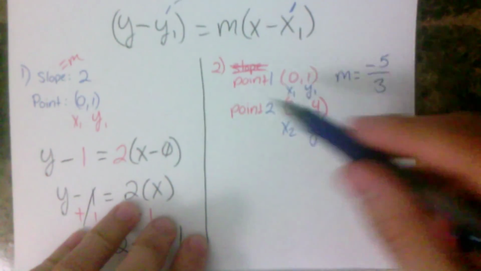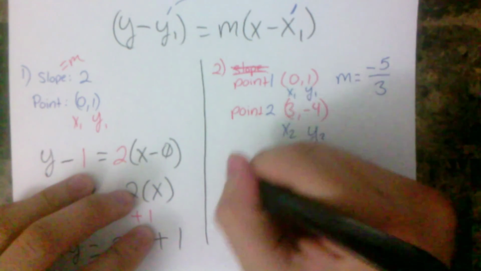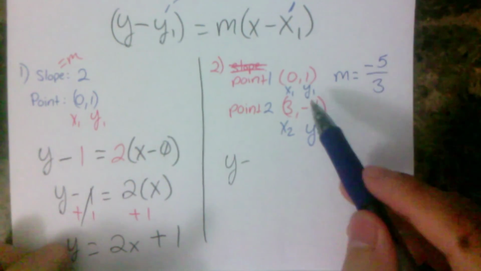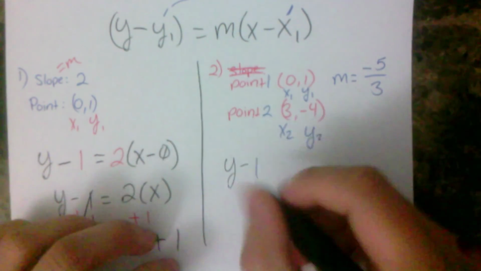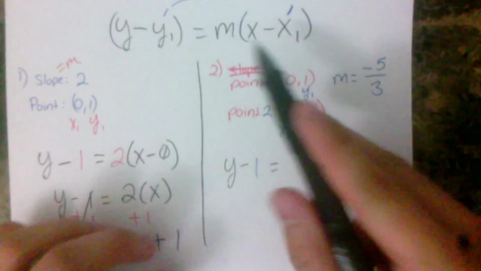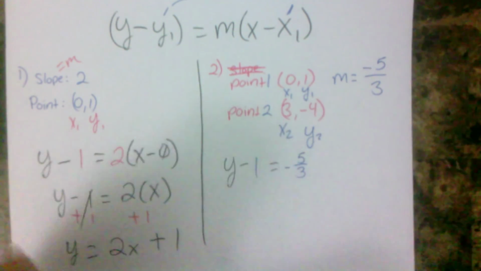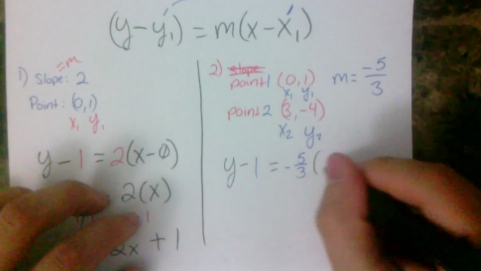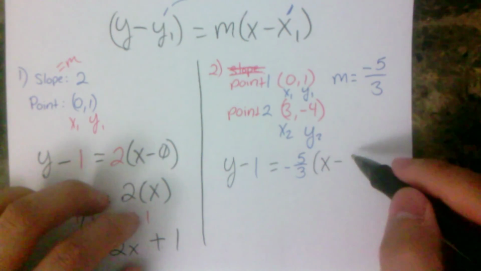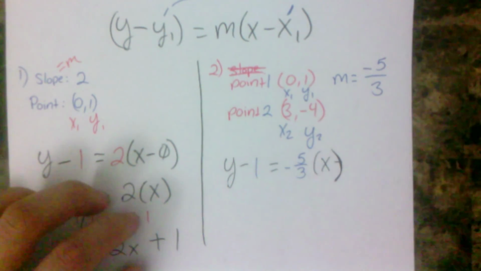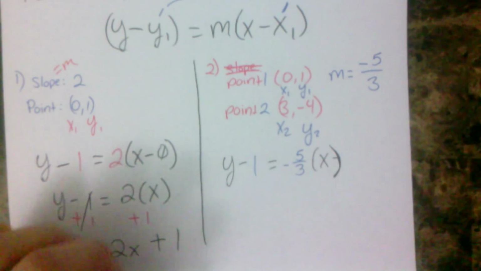From here, we're going to plug them all into this equation again. Again, you start with y minus, and then y1. So y1 in this case is going to be 1. And so equals, instead of m, you're going to write your new m that you figured out, negative 5 over 3, times x minus, and then x1 was just 0. So I'm going to skip this step because x minus 0 is just x, so it doesn't really matter. Let's go ahead and multiply that times that, and you're just going to end up here.